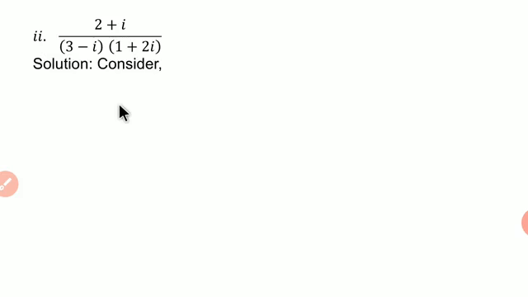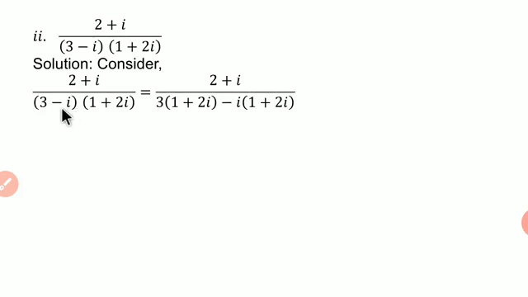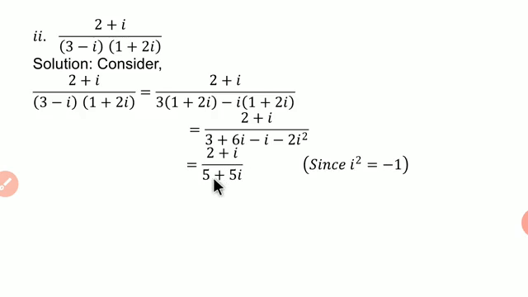Solution: consider the given term (2 + i) / ((3 - i)(1 + 2i)). First of all, open this bracket in the denominator. So (2 + i) / (3(1 + 2i) - i(1 + 2i)), which is equal to (2 + i) / (3 + 6i - i - 2i²). Now using i² = -1, we get (2 + i) / (3 + 2 + ...), since minus minus becomes plus 2.